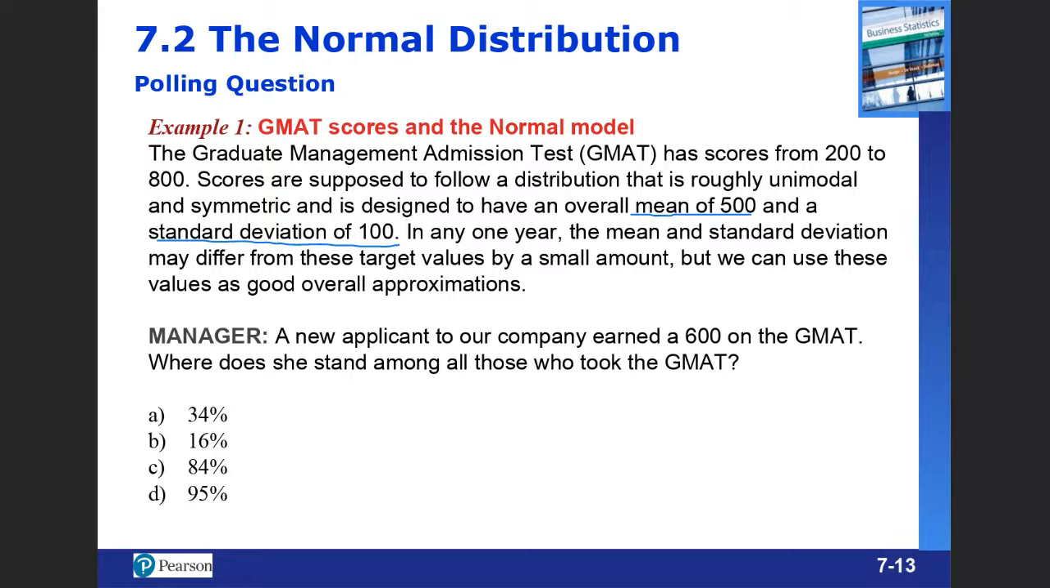In any one year, the mean and standard deviation may differ from these target values by a small amount. We can use these values as good overall approximations. So the manager asks, a new applicant to our company earned 600 on the GMAT. Where does she stand among all those who took the GMAT?